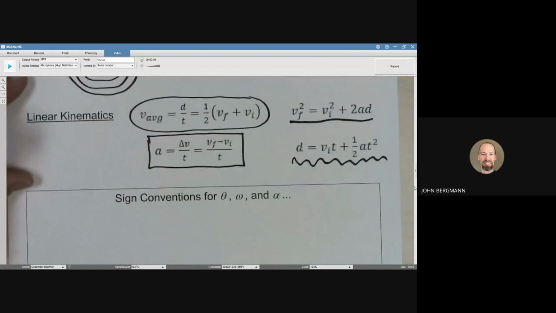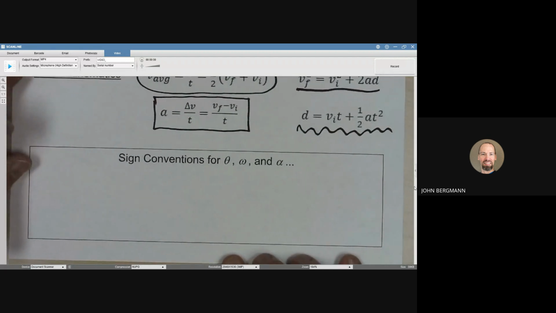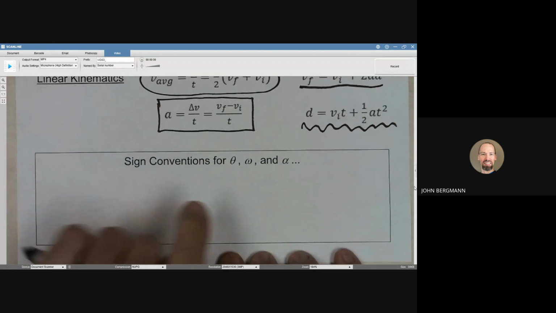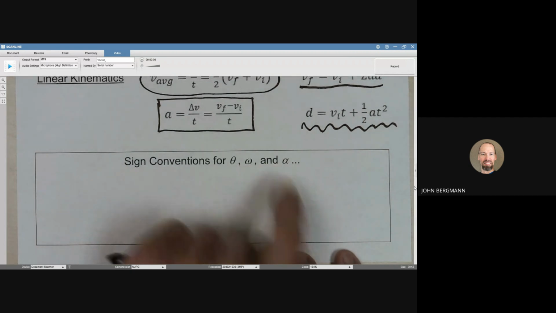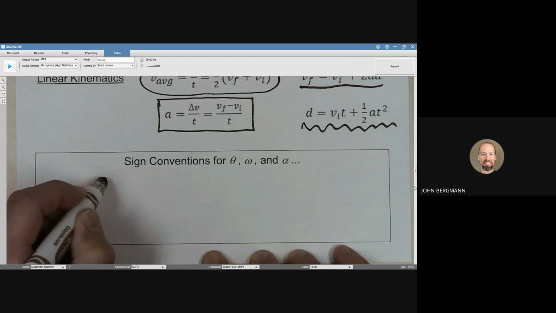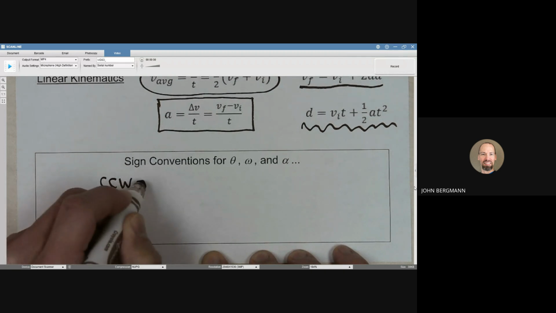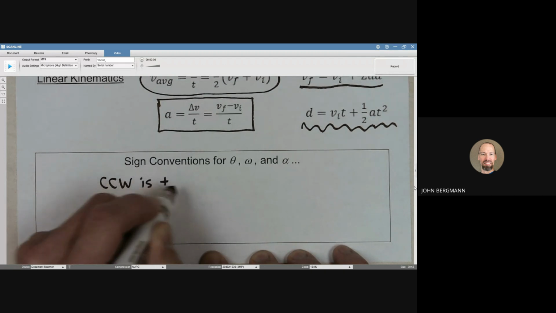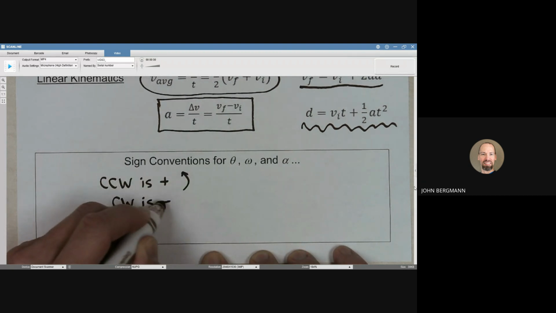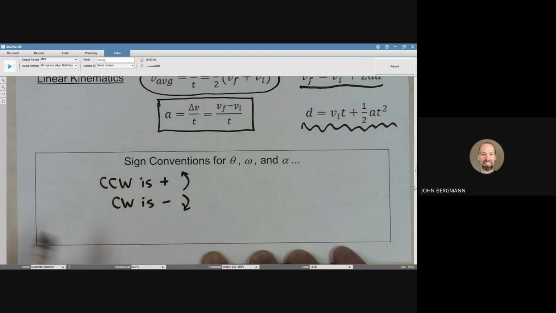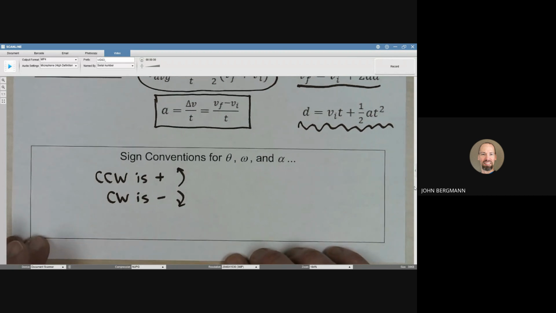And lastly, for this video, the sign convention for angular displacement, angular velocity, and angular acceleration is that counterclockwise is positive and clockwise is negative. Clockwise is that way. It's not super important for most of our problems. We really don't need to worry about it.